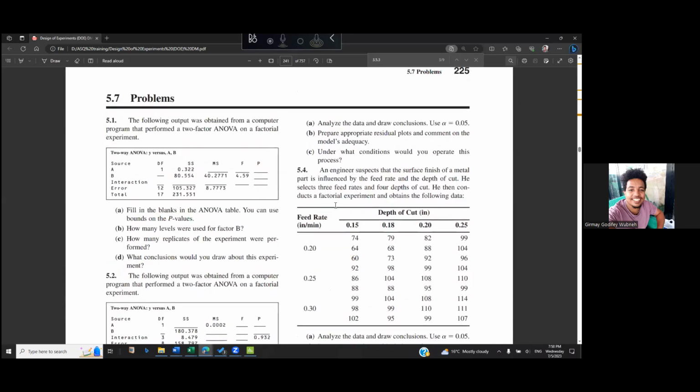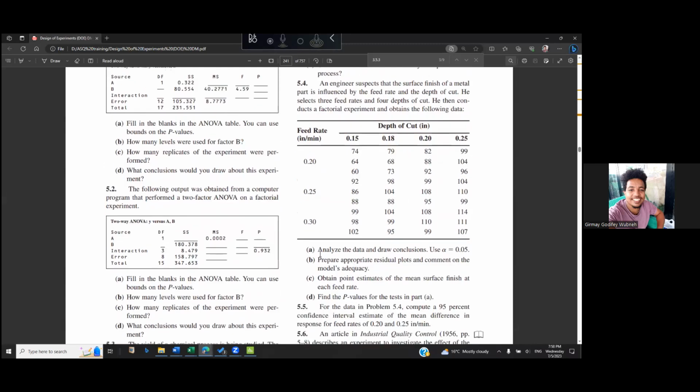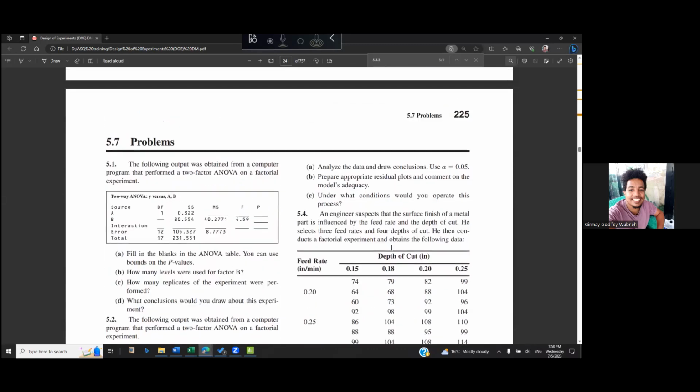5.4 is an interesting topic. An engineer suspects that the surface finish of a metal part is influenced by the feed rate and depth of cut. He selects 3 feed rates and 4 depths of cut. He then conducts a factorial experiment and obtains the following data. Analyze the data and draw conclusions at alpha of 0.05.